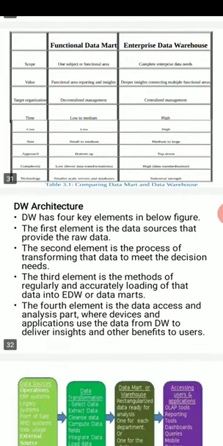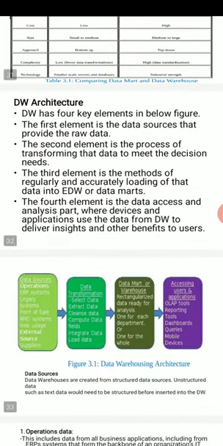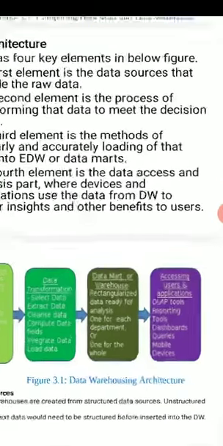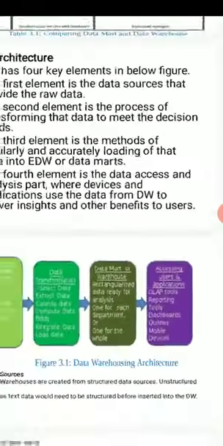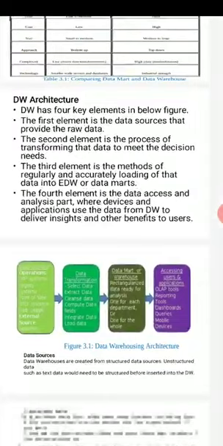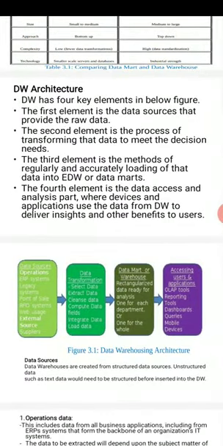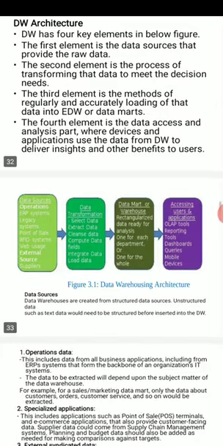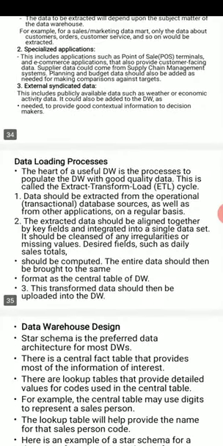And we have the data warehouse architecture. The data warehouse architecture comprises four elements, that is data sources, data transformation, data mart or data warehouse, and how this particular data is accessed.